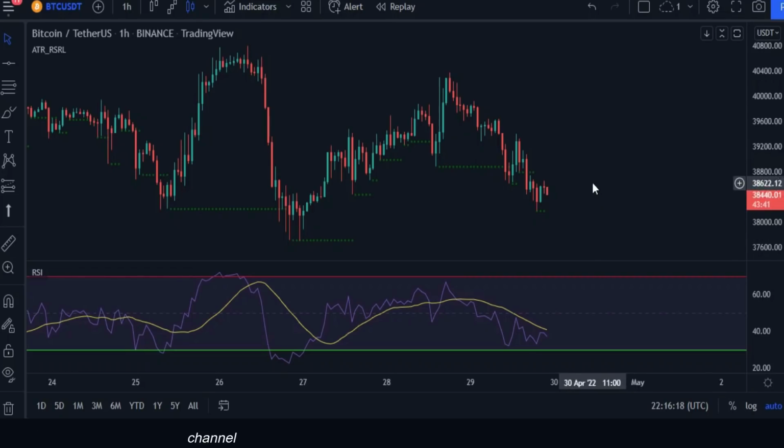The first indicator is the relative strength index, and we will use it to determine entry points. The second indicator is the average true range indicator, and we will use it to confirm the breach of the resistance and support levels of the previous candles.